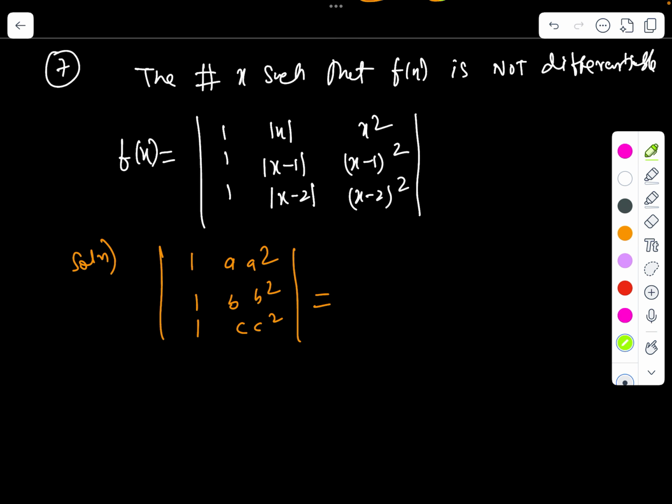You can also think of it this way. If I keep a as b, the first two rows will be the same, so that will be 0. Hence we must have some factor like a minus b, and the same argument gives b minus c, c minus a. This is known as the cyclic determinant or Vandermonde determinant.